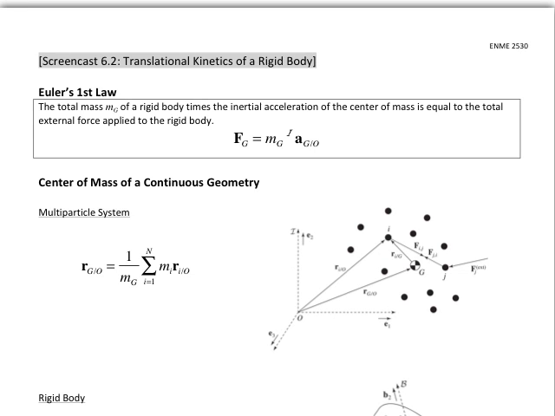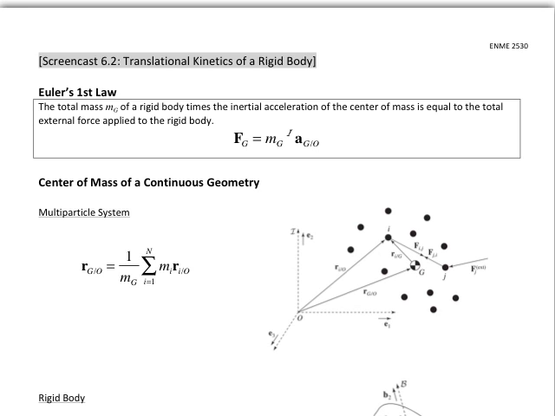In the last screencast, we discussed how a rigid body is defined, and in particular, we talked about how the center of mass, and knowing where the center of mass is, can help us apply some of the findings we've already developed for multi-particle systems. And so this is true for the translational kinetics of a rigid body. And so what we see is that if we take the center of mass of a rigid body, then we can apply Euler's first law.